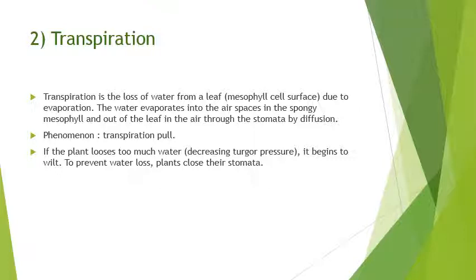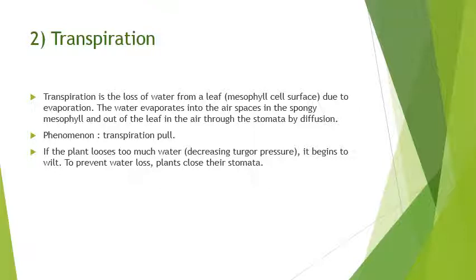We talked about the path of water, the uptake of water into the roots and minerals. Now we're going to talk about transpiration and also what's called translocation. Translocation is the transport of sugars, and we're going to look at that a little bit later. But we're going to start by talking about transpiration. Transpiration is the loss of water from a leaf due to evaporation.